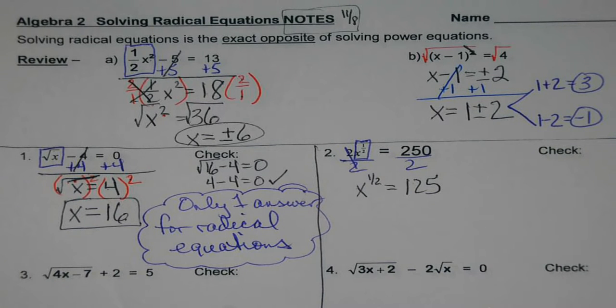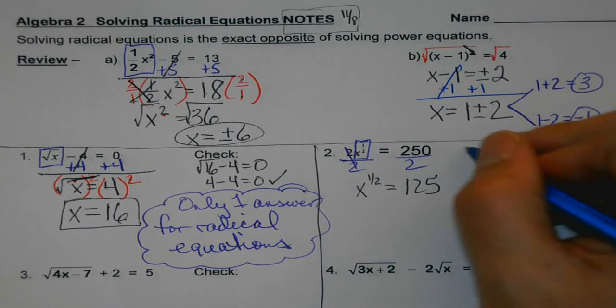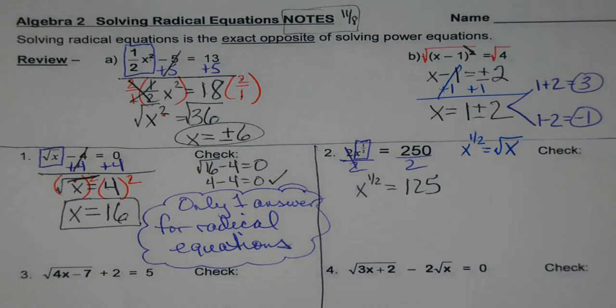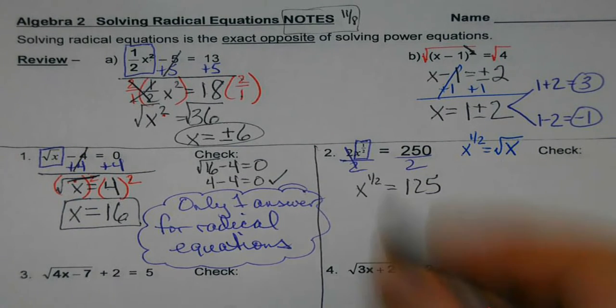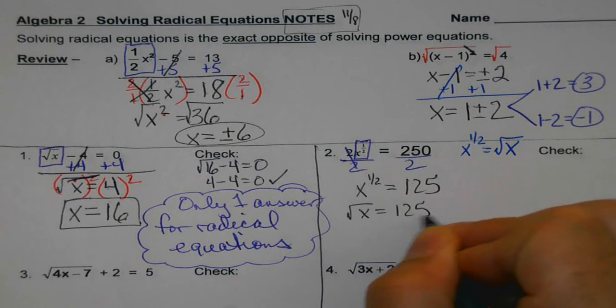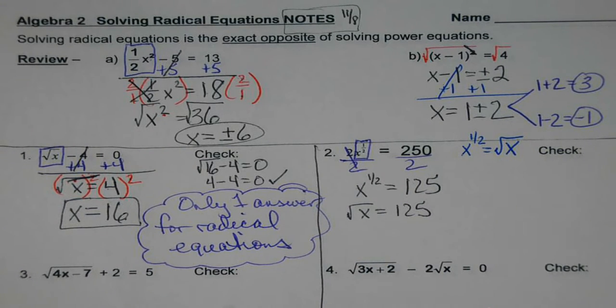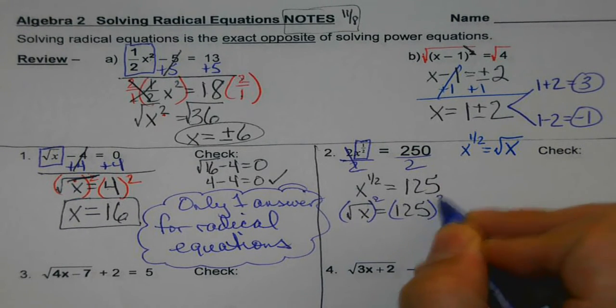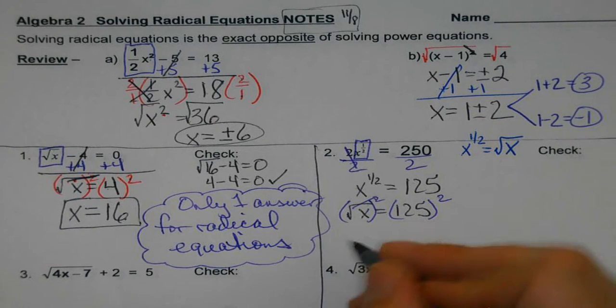Okay, reminder, something to the half power is the same thing as taking its square root. So if you wanted to rewrite this to look at it that way, you absolutely can. You can do that anytime you see something to the 1/2 power. And now it looks more like number 1 did. I got to get the square root off. I square it, and I can get some big old answers sometimes.